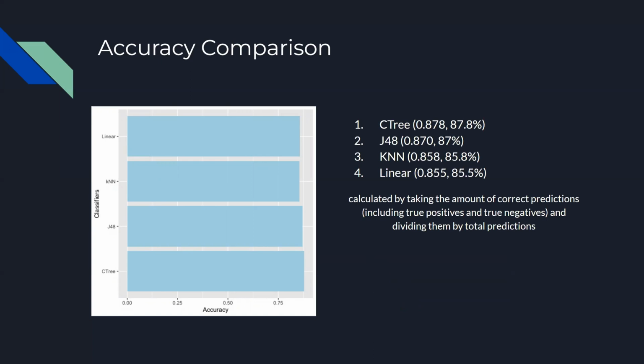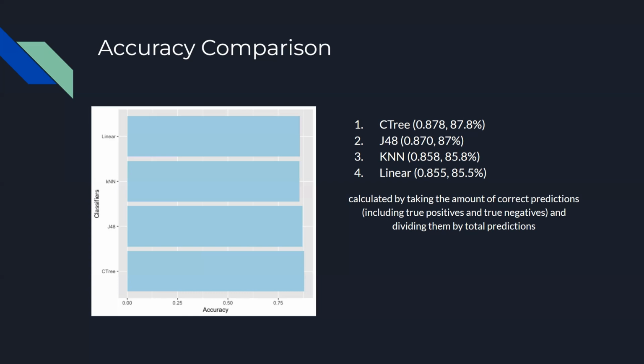Okay, so as you heard my peer Hans describe a lot about the different classifiers and different metrics that we used, I'm going to go in depth with the comparison part. If you look at the first comparison, accuracy, we have 4 classifiers: C3, J48, KNN, and linear, which is calculated by taking the correct amount of predictions, including true positive and true negative, and dividing them by total predictions. If you look at our bar chart, we can analyze that C3 is the highest with around 80%.